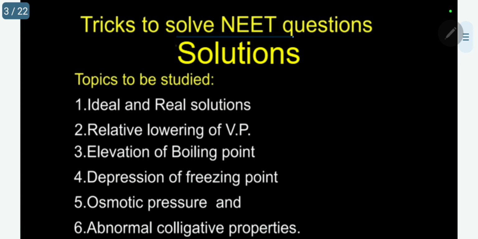Now, if you want to understand the concept, that is solutions, you must know what is a solution. Then we have to understand ideal and real solutions, relative lowering of vapor pressure, elevation of boiling point, depression of freezing point, osmotic pressure, and abnormal colligative properties. So you must study all these things. First, let me explain what is a solution.